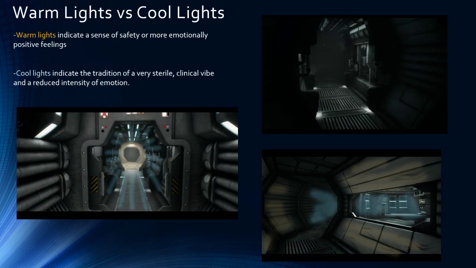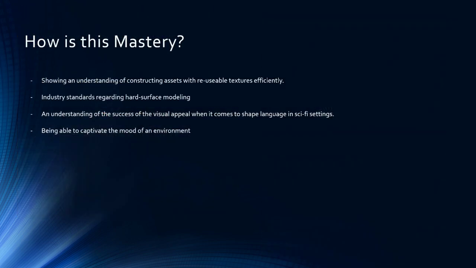To break down warm and cool lights even more, the warm lights usually indicate safety or emotionally positive feelings, and cool lights go for more of a sterile, clinical vibe. What this means in the environment is that I wanted to be able to control where I wanted the audience to feel more of a tense walkthrough moment or a relaxed state as they walk. In the middle of the rooms, it would be more of a warm setting, but in the corridors, it'd be more of a cool color.